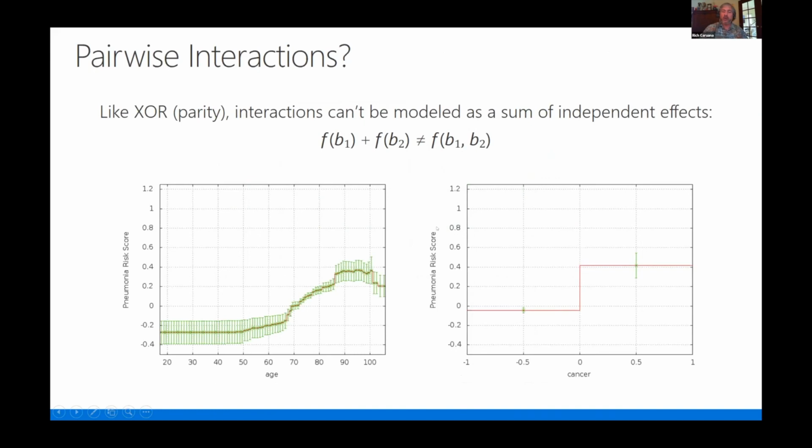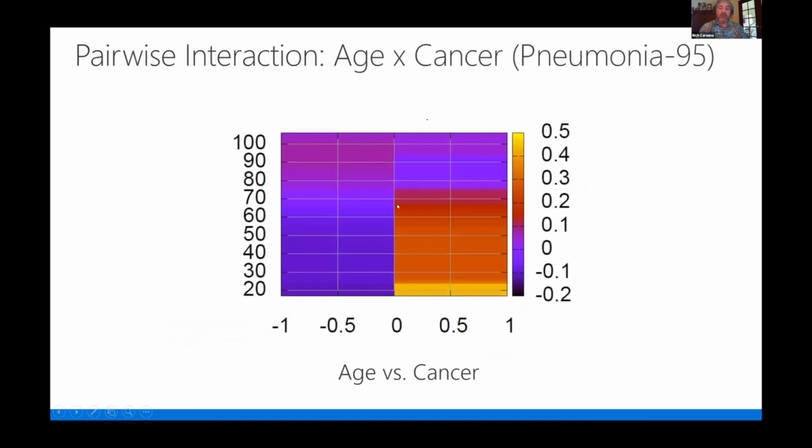Let me show you a pairwise interaction. This is risk as a function of age, that we saw before. Risk is a function of cancer. Cancer adds to your risk. But there are some things you can't model as a risk from this graph plus a risk from this graph separately. If you think about parity or exclusive OR, you really need to know both bits at the same time to be able to predict something. So that's what this graph is. It's one of the 10 pairwise interactions.